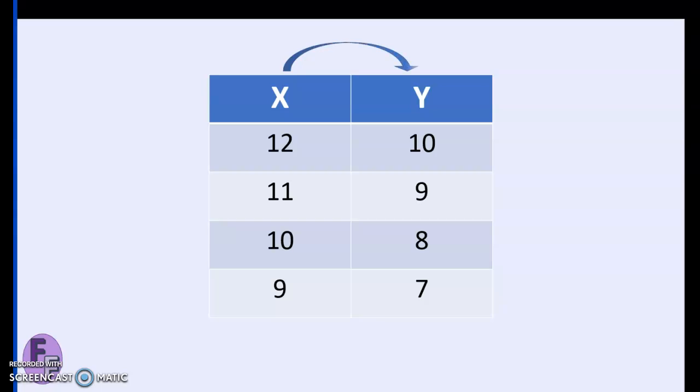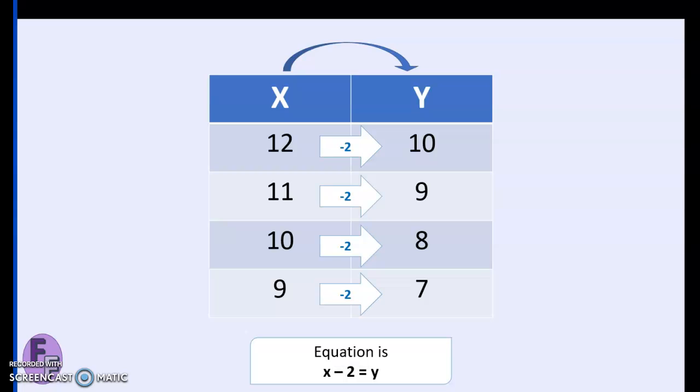To find the relationship, you're looking for the rule of what do you do to x to make y. In this case, if we look for the pattern, we're subtracting 2 from x to make y. The equation then is x minus 2 equals y.